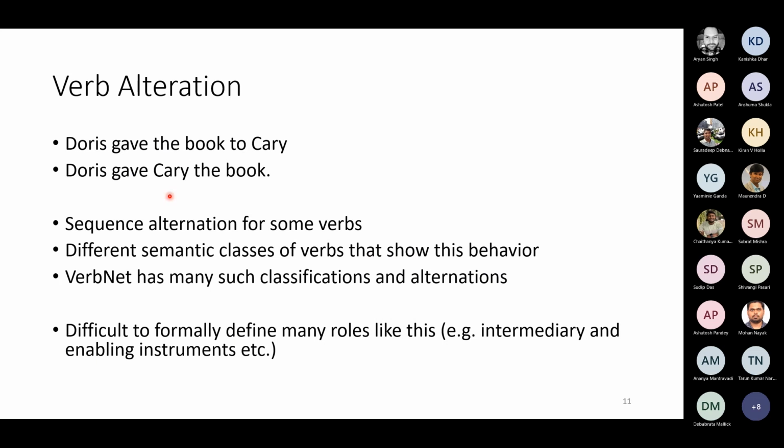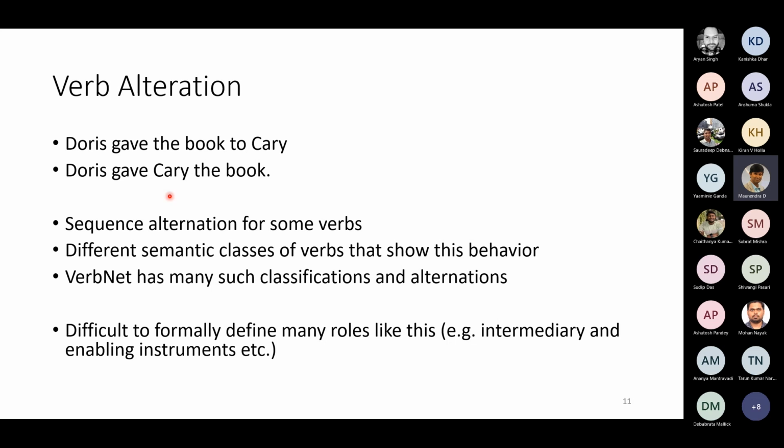Now, then there is something called verb alteration. When people frame the data sets, they try to cover examples from varied types, so that when we learn certain rules, actions, or algorithms from the data set, those will be meaningful, will have higher coverage, and will generalize well. If you look at the example here, Doris gave the book to Carrie, and Doris gave Carrie the book. Meaning is the same. The core words are also the same.